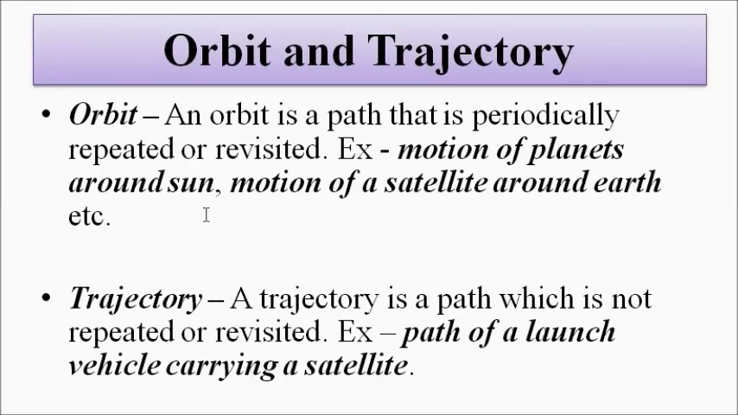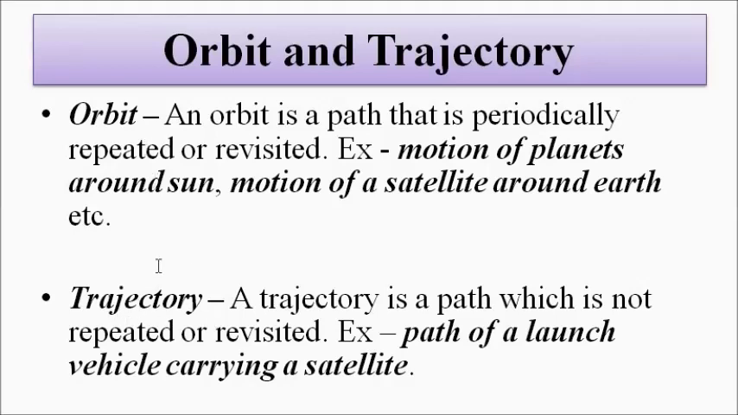So orbit and trajectory. The orbit is a path that is periodically repeated by the celestial body or any body. It is revisited. For example, the motion of planets around the sun, the motion of satellite around earth, it keeps on and on continuously with a certain time period. But trajectory is a path which is not repeated or revisited. It is only done once. It will not be repeated again. So when it is done in a loop, in a cycle, that is called an orbit. When it is done only once and not repeated, that is called a trajectory.